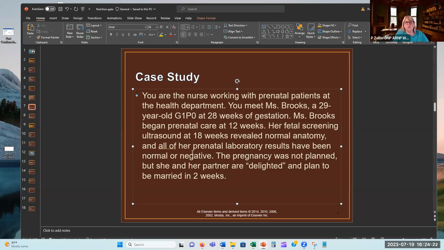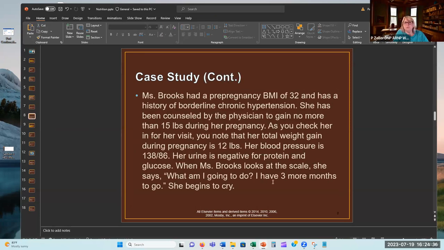Everything has been normal, all her labs that we've been doing, but her pregnancy was not planned. They are delighted and they're going to get married in 2 weeks. She had a pre-pregnancy BMI of 32 and has a history of borderline hypertension. She is being counseled by the physician to gain no more than 15 pounds during pregnancy. As you check her in for a visit, you notice her weight gain is 12 pounds already, and her blood pressure is 138 over 86.